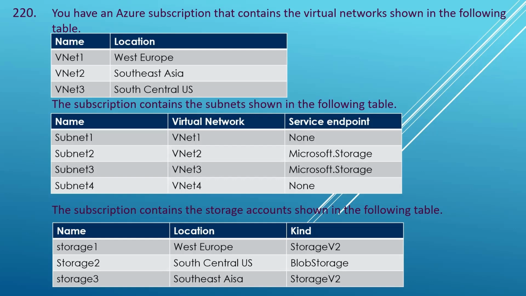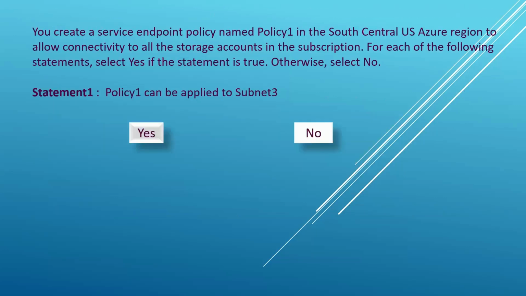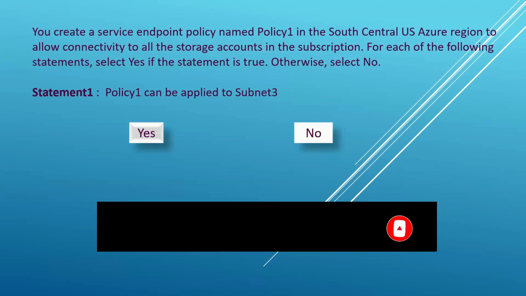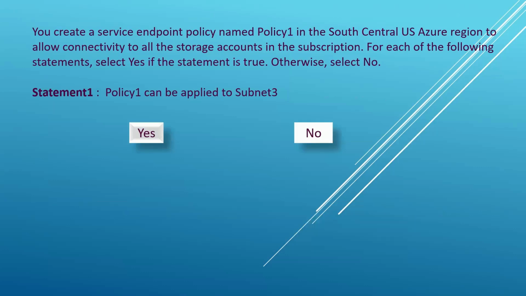There are 3 storage accounts. Storage 1 is in West Europe location and is of kind StorageV2. Then you have another storage account with the name storage 2, which is hosted in South Central US location with a kind of BlobStorage. Then the third storage, storage 3, is hosted in Southeast Asia location and is of kind StorageV2. You create a service endpoint policy named policy 1 in the South Central US Azure region to allow connectivity to all the storage accounts in the subscription.